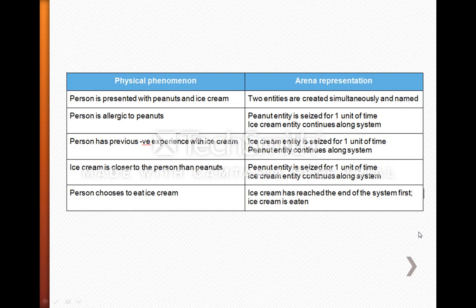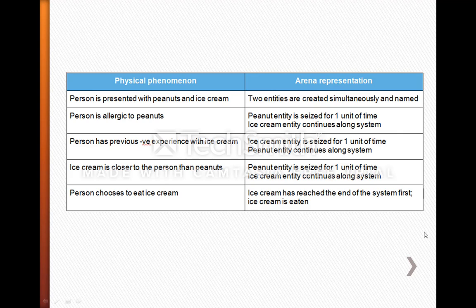So this table kind of explains what I mean, where it's basically a translation from the physical phenomenon that we're trying to model and how we're going to represent that in Arena. So when the person's presented with peanuts and ice cream, which are the entities we've decided on, the two entities are created simultaneously and named so that we can then identify them in the report. And then the person is allergic to peanuts, so the peanut entity is seized for some time, whereas the ice cream entity continues along the system and doesn't have this disadvantage that the peanuts have.